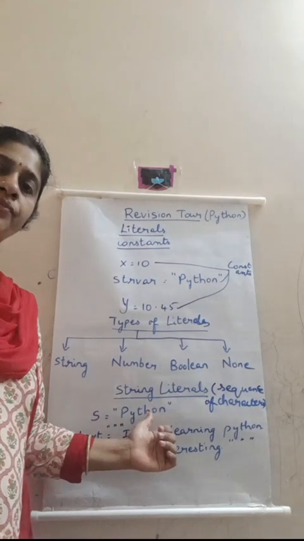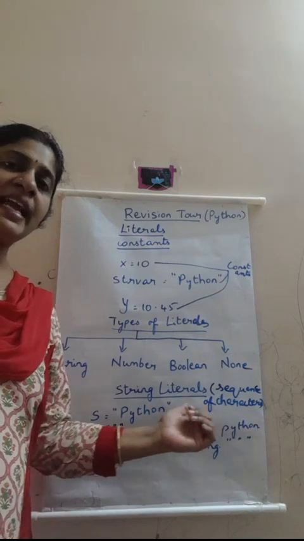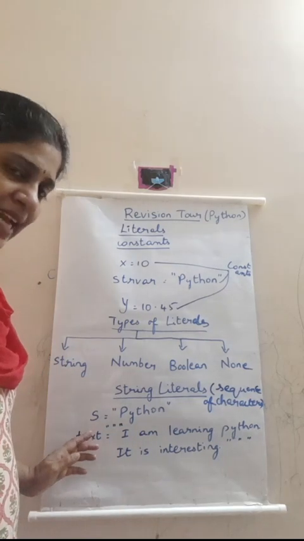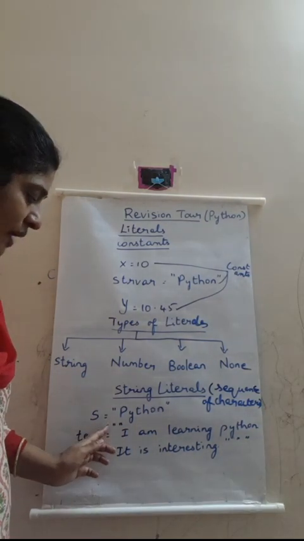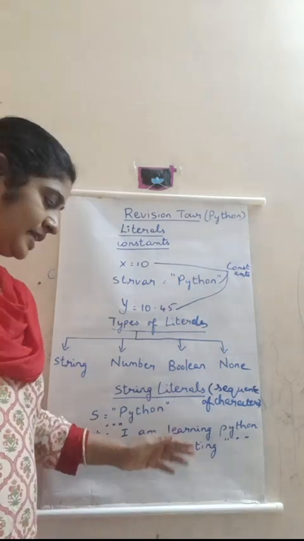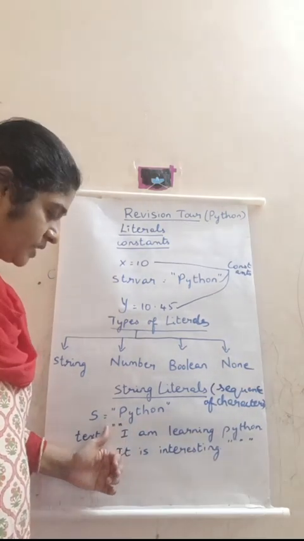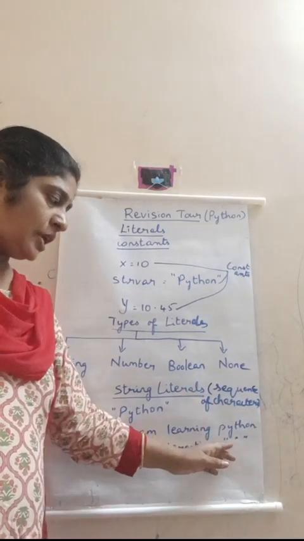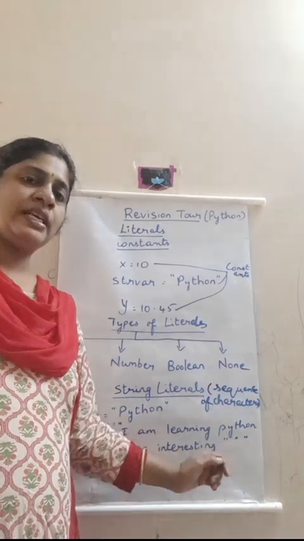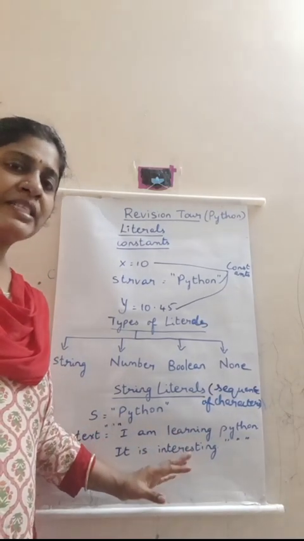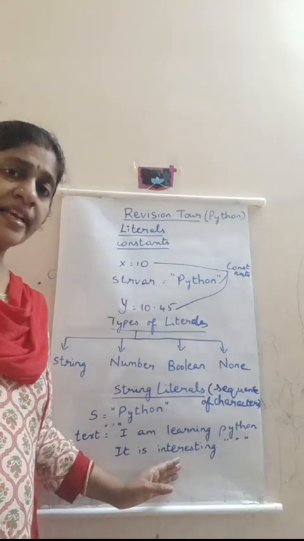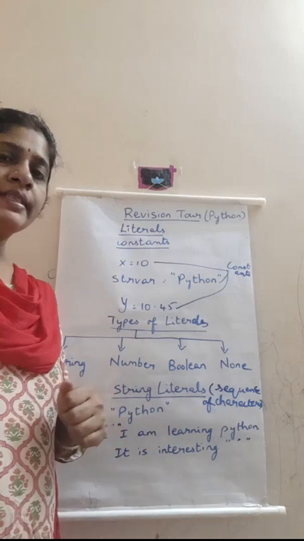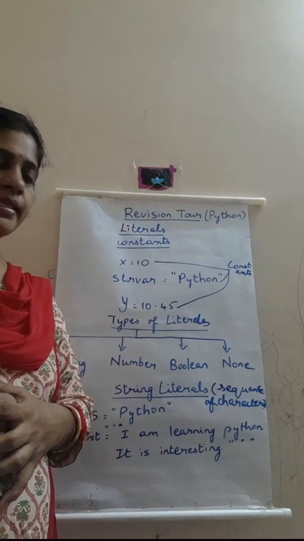If you have a multi-line string, which is more than one line, then you can write it like this. I have written text is equal to, and you have to write the multiple line text in three quotes like this. You begin with three quotes, write the text and then close it with three quotes. Then it will become a multiple line string constant. So this is about string literals. Now we will see what are number literals.